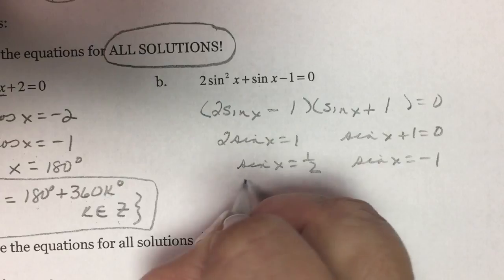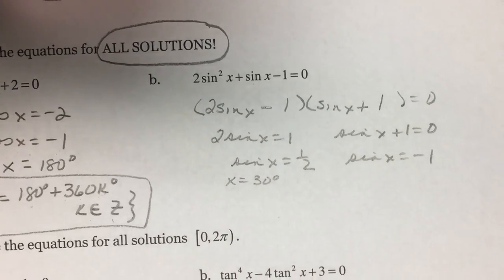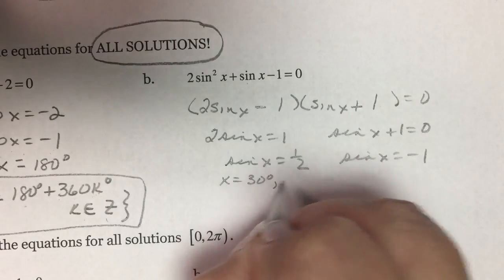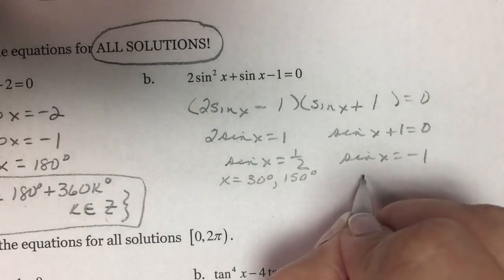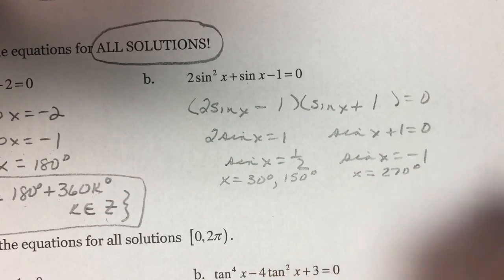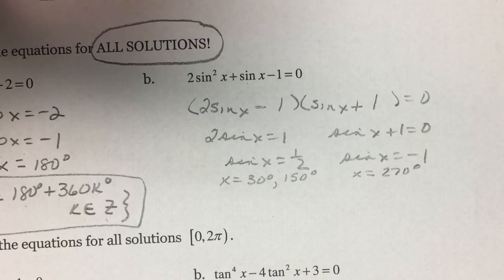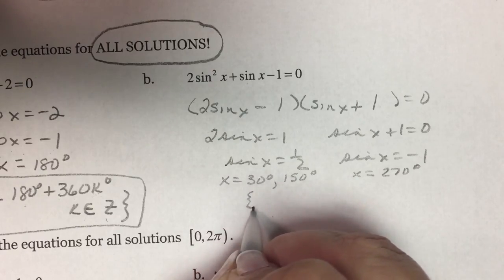So just really quickly, if I just solve this, the first angle is 30 degrees. That has a sine of 1/2. And the other one is 150 degrees. And then for this guy, what angle has a sine of -1? Well, 270 has a sine of -1. And again, that's all unit circle. So now let's go ahead and let's write the answers because we have to do all solutions.